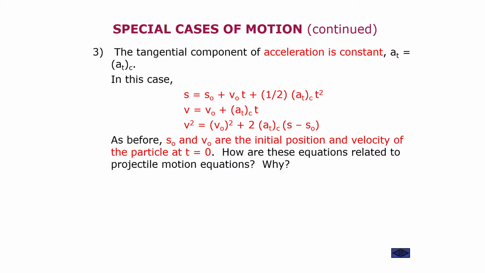Okay, as before, S0 and V0 are the initial position and velocity. That means the initial position and the initial velocity of the particle when the time is equal to 0. That means at the starting point.